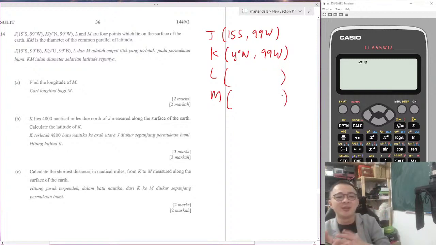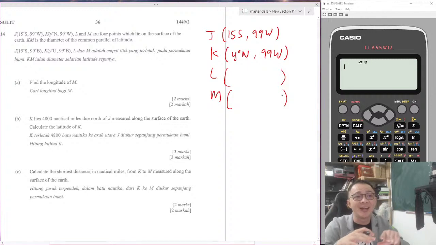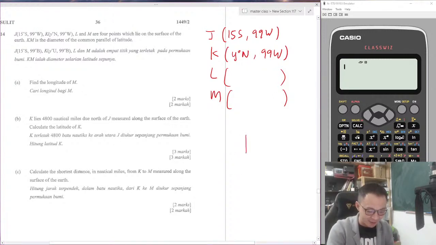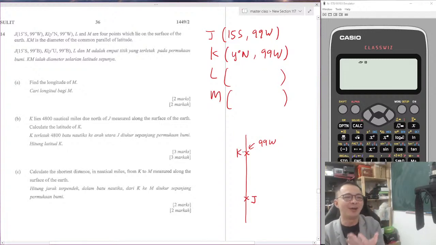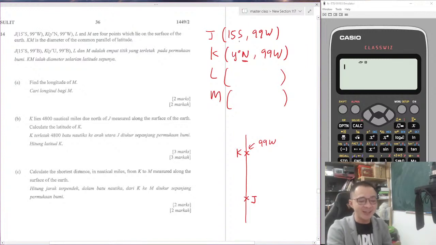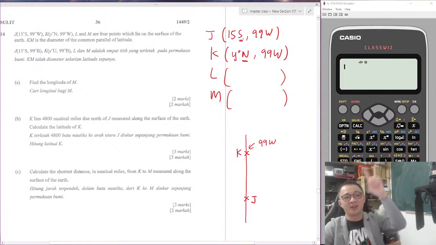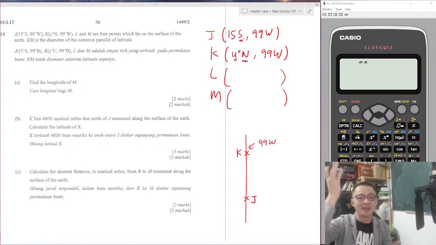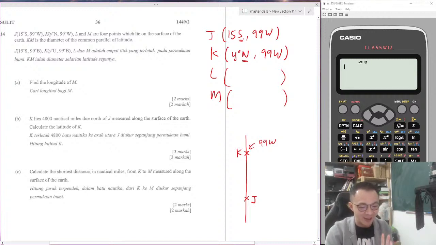By doing this, what I can see is J and K are located at the same longitude. In the Earth topic, sometimes they use a keyword like same meridian. Meridian here means that they are located at the same line. So let's say this is the longitude of 99 west. Therefore, I can imagine J will be somewhere at the bottom and K will be somewhere on the top. And you might ask me, sir, how do you know K is above J? Because of N. N stands for north, and S stands for south. South is at the bottom, and north is at the top there. So this is how I see the information.